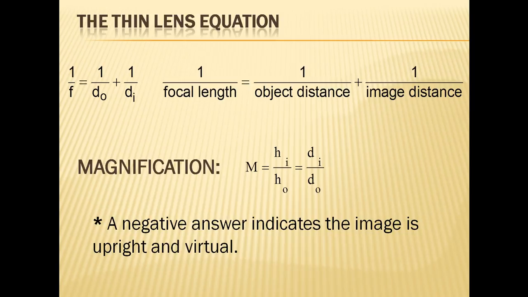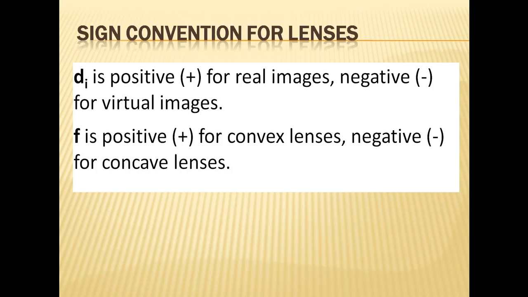As it says with the little note underneath, if you get a negative answer that means that you have an upright and virtual image. Now when I said magnification is greater than 1, it's enlarged, I mean the absolute value of it, so don't worry about the negative sign on that. As was the case with the focal lengths having a positive and negative value, the sign on magnification also tells us something about the image, as is indicated here.